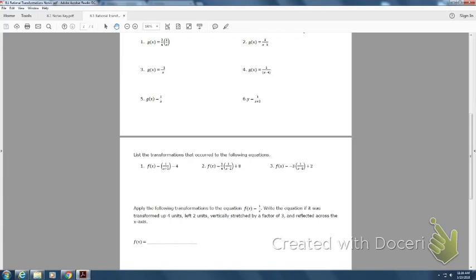Number 1, Isaac, what would that be? If you have an A value of 3/4, is 3/4 bigger than 1? Vertically compressed by 3/4. Morgan, number 2. Right 5. Joe, number 3.